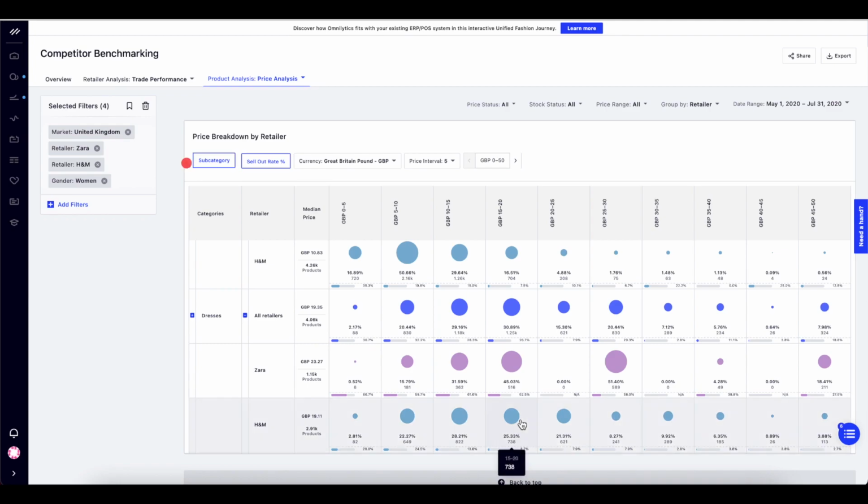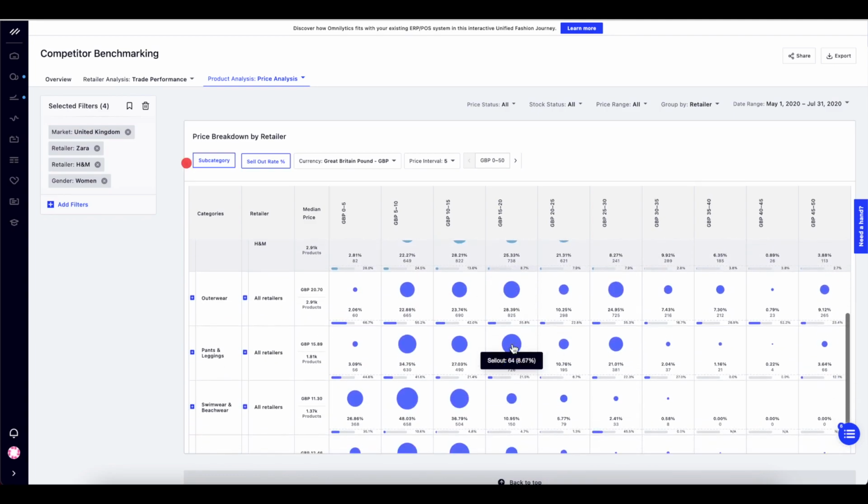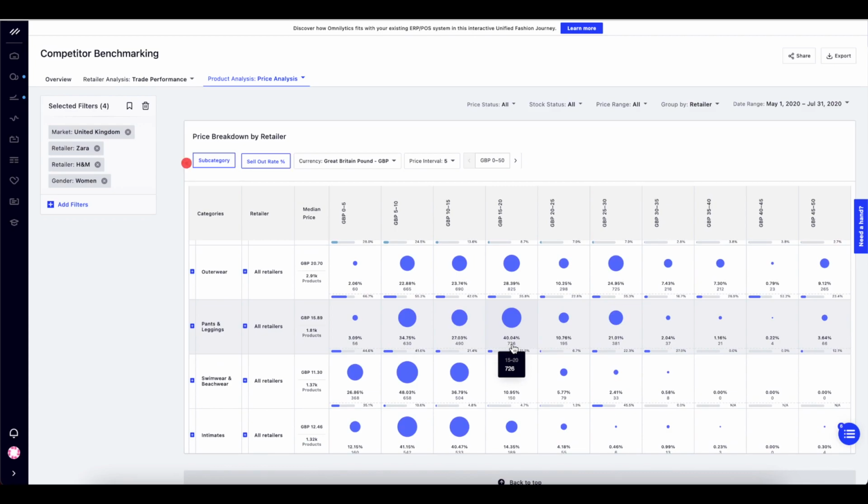A key consideration from here is to question which category price interval holds a high sellout rate. Another one would be what price interval is the category sweet spot, and what is the good, better, best pricing ladder for each category. And there you go. We have now covered all the key steps on how to review your competitors' pricing strategy.